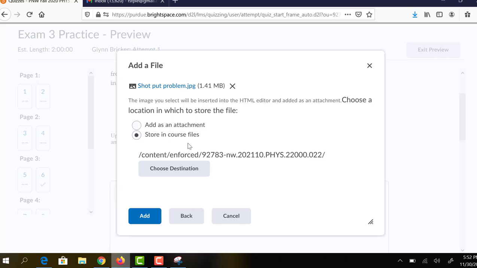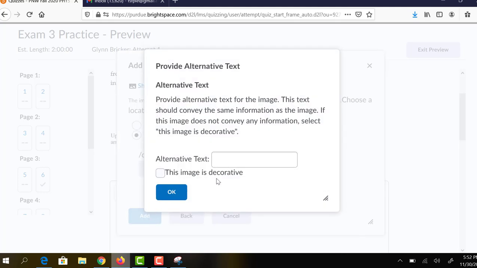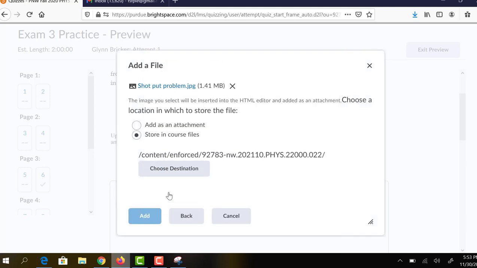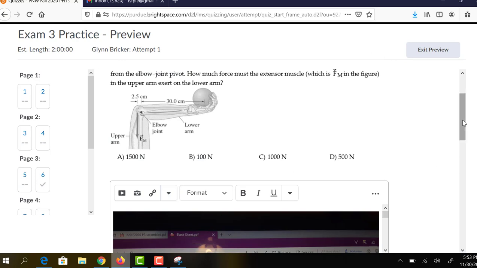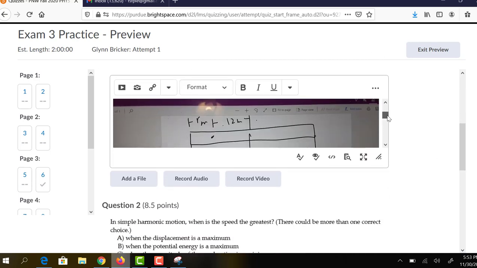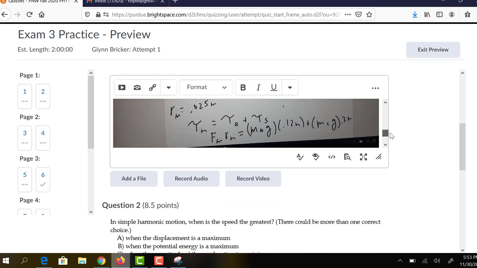Storing course files, I'm just going to leave this as the default. I'm not sure what happens if I do it the other way. Probably it would be fine. I'm going to do add, and then this image is decorative. That's fine with me. I'm just going to do this. I'm not sure what the difference is here, but this is the way I found that it works out the easiest. Okay, and there's my picture of my work.